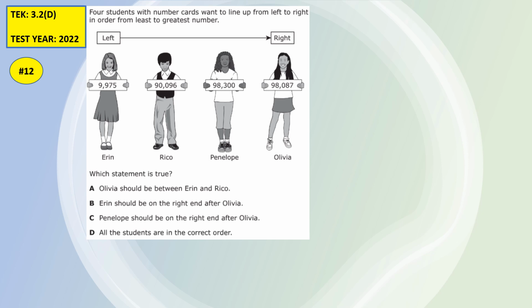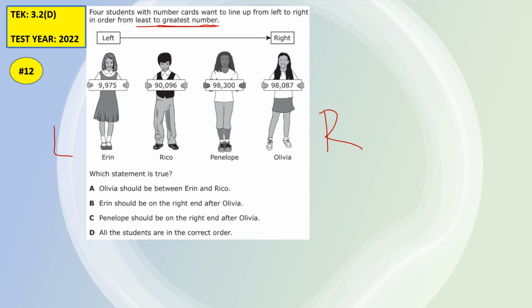Question 12 says, 4 students with number cards want to line up from left to right in order from least to greatest. Well, first of all, let's just make sure you know your left from your right. This is the left. This is the right. And they want to line up from least to greatest, smallest to largest. And it's asking you which statement is true.